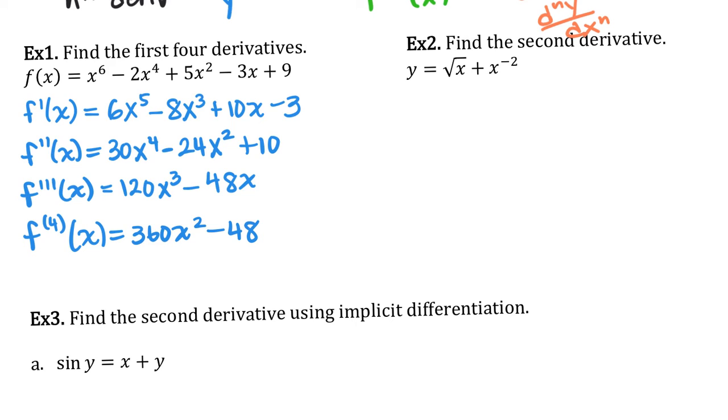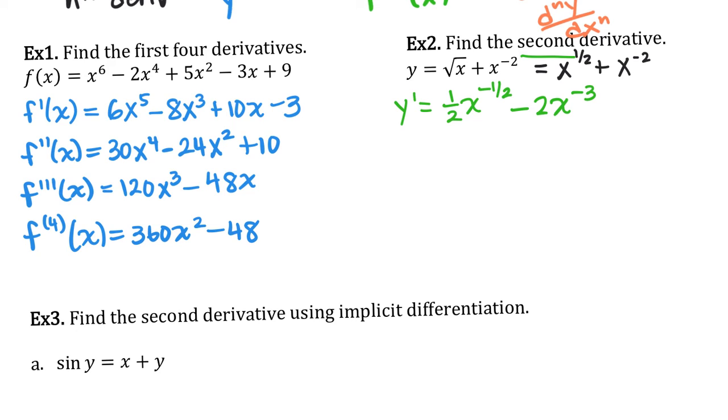Example 2 says find the second derivative. Okay, starting off, I'm just going to find the first derivative. I'm going to rewrite this. This is x to the 1/2 plus x to the negative 2. Okay, so for the first derivative, I'm going to get 1/2 x to the negative 1/2 minus 2x to the negative 3. Okay, now I'm not going to rewrite it because I'm going to do the derivative again, so I'd rather leave it in the format it's currently in so I can do the power rule again.